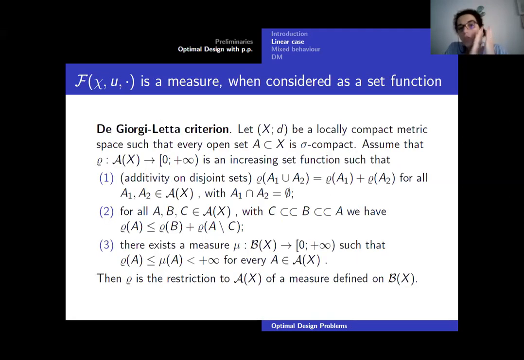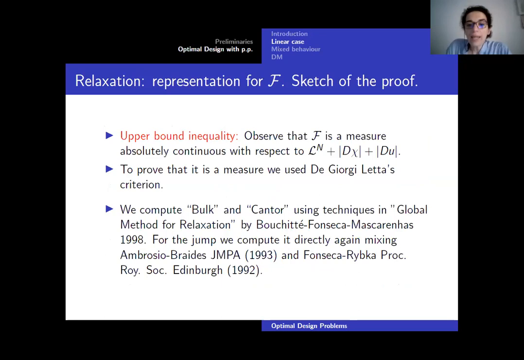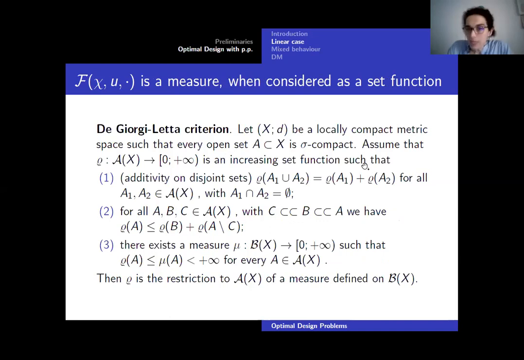Essentially, the De Giorgi-Letta criterion says the following: an increasing set function, so a function defined on open sets, and our F of u chi can be seen like that as a function of open subsets of omega, is an increasing set function. And it is a measure essentially when it satisfies these three properties. It is additive on disjoint sets, and this is not too complicated to show. It is subadditive on nested sets like this.